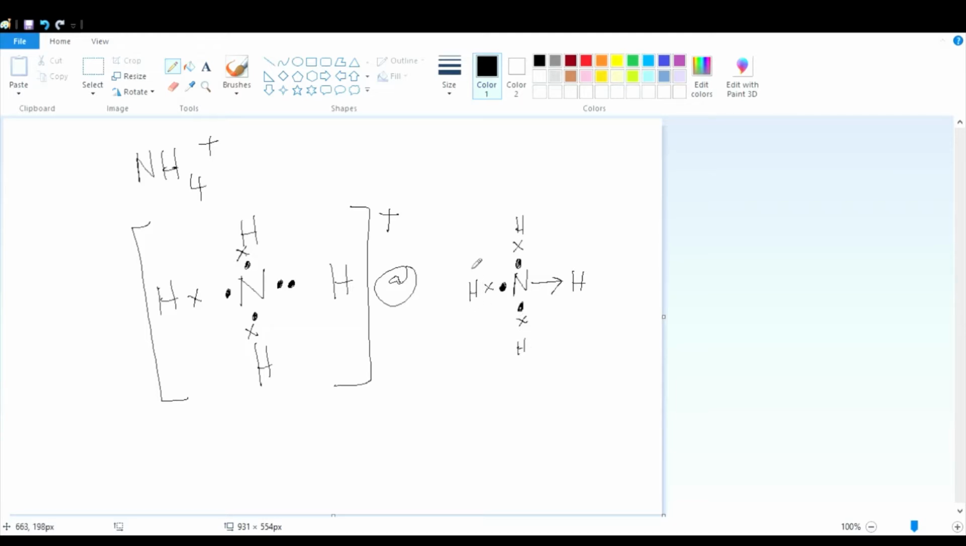So now we draw the square bracket and the charge. This is how you draw the ammonium ion. Thank you.